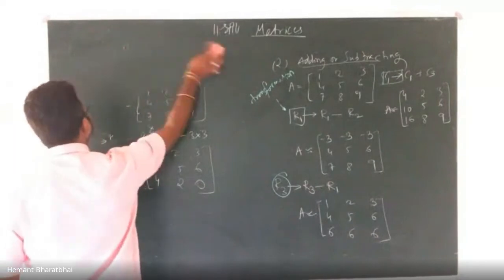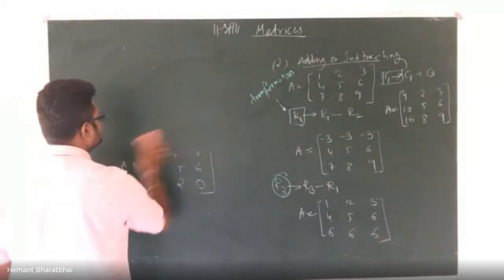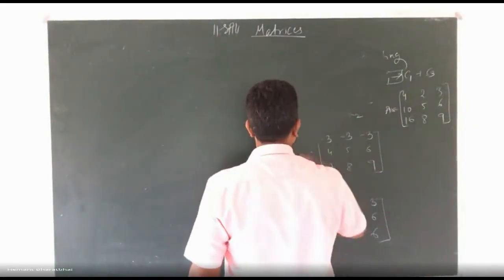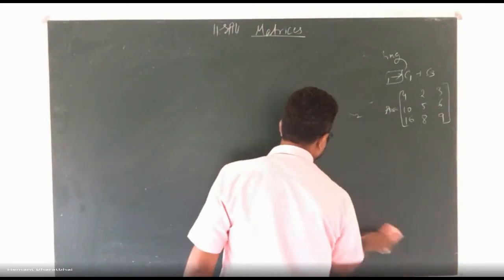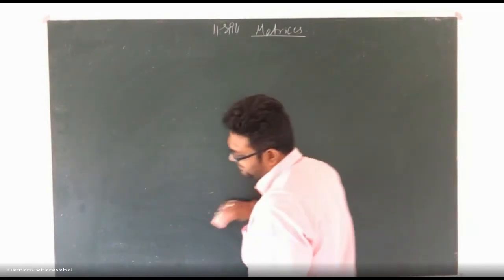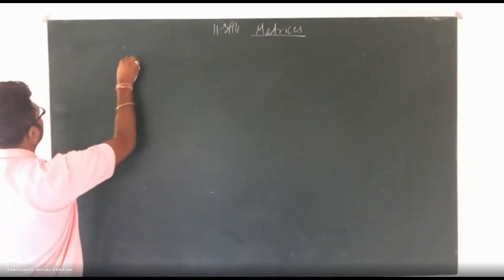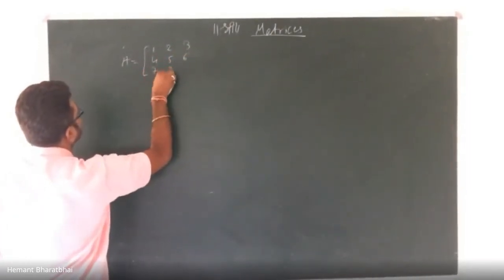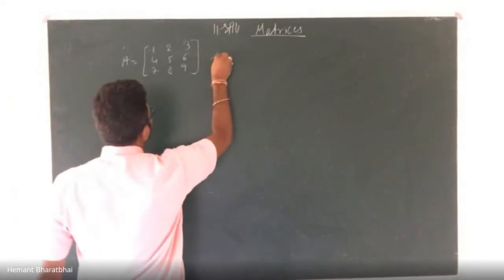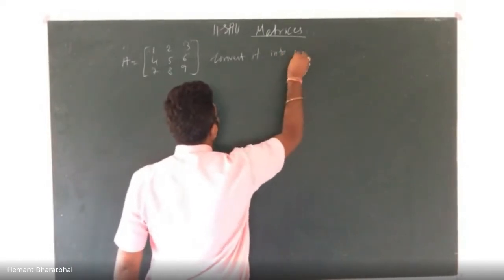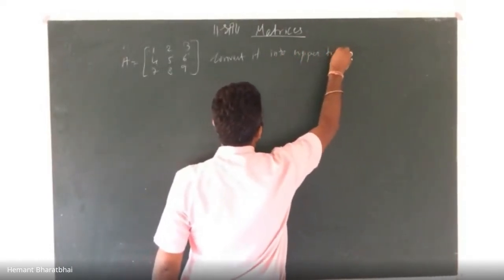So now that we have done with the transformation, let's learn how to apply this transformation and get some results. So, suppose I have a matrix something like this, the same matrix which I had taken earlier: 1, 2, 3, 4, 5, 6, 7, 8, 9, and I am saying convert it into upper triangular matrix.